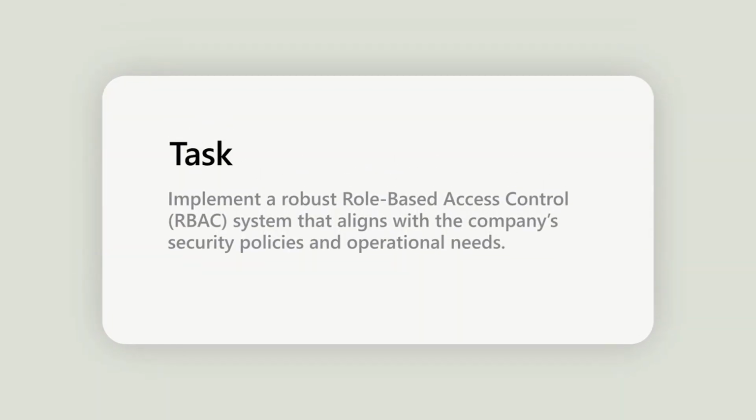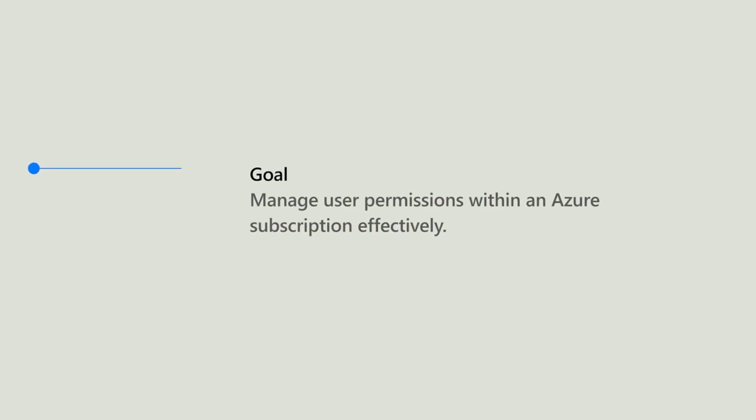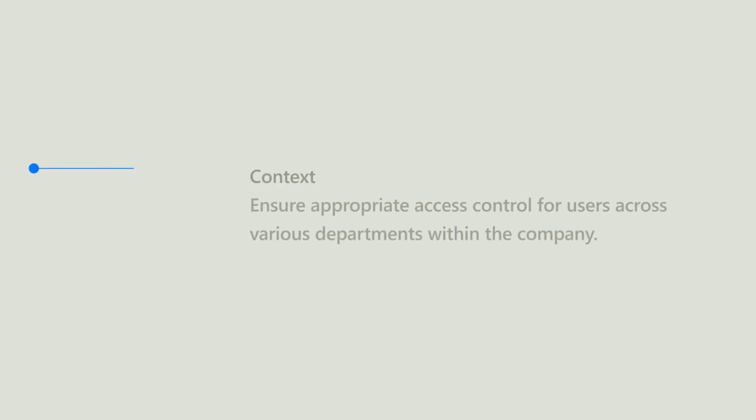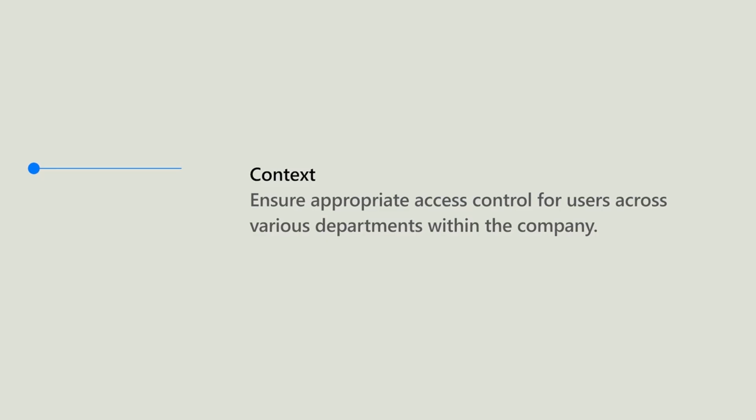Your task is to implement a robust role-based access control, or RBAC system, that aligns with the company's security policies and operational needs. Remember, you need the goal, context, expectations, and source. First, the goal. What do you want to achieve? You want to manage user permissions within an Azure subscription effectively. Now, the context. What's the situation? Ensuring appropriate access control for users across various departments within the company.